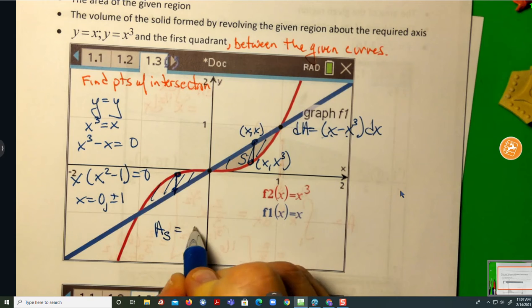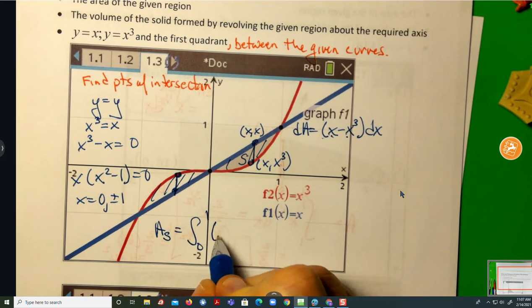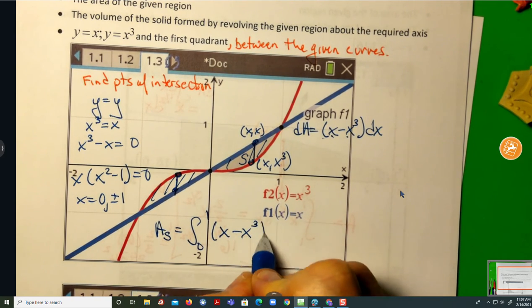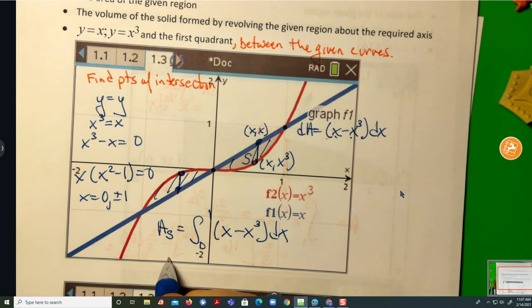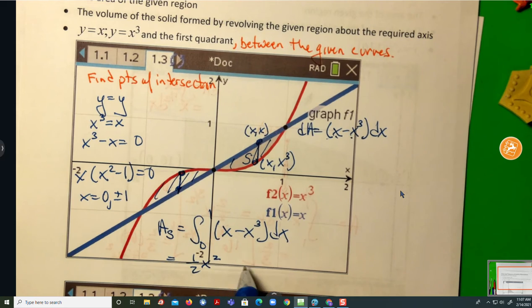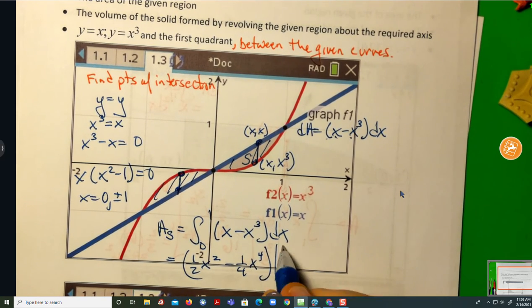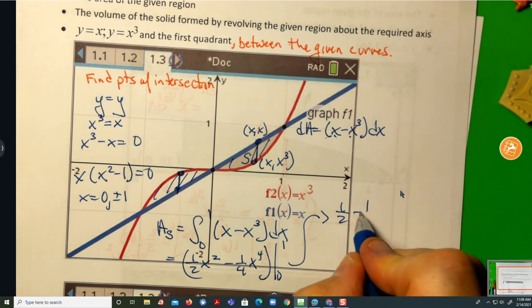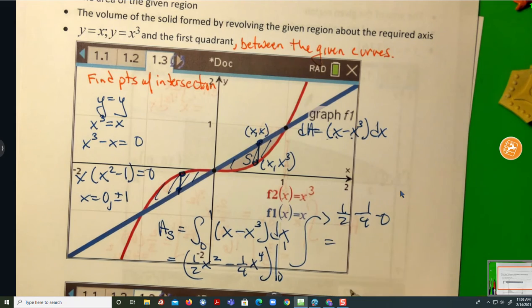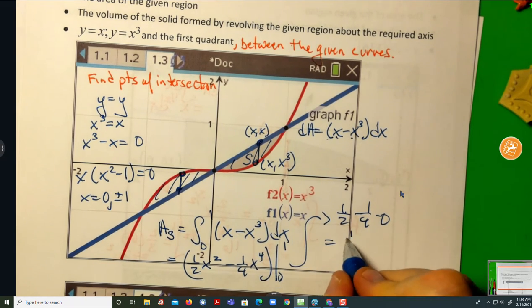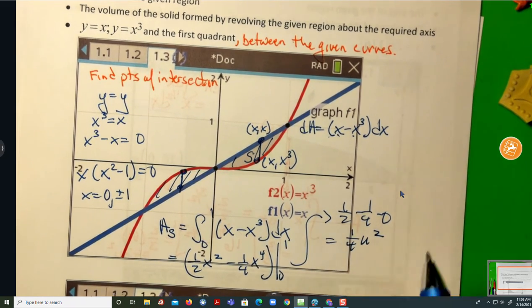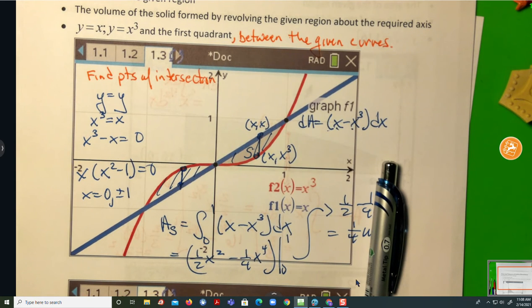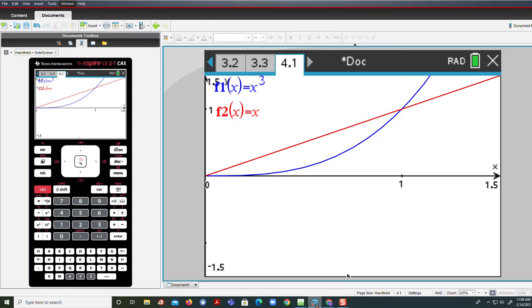The area of region S goes from 0 to 1 of x minus x cubed dx, which is now 1/2 x squared minus 1/4 x to the 4th from 0 to 1, which is now, when you do your substitution, 1/2 minus 1/4 minus 0, and you should have 1/4 of a square unit. Now let's take a look at, there it is right there.